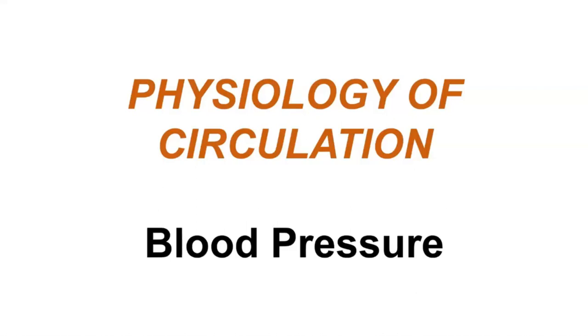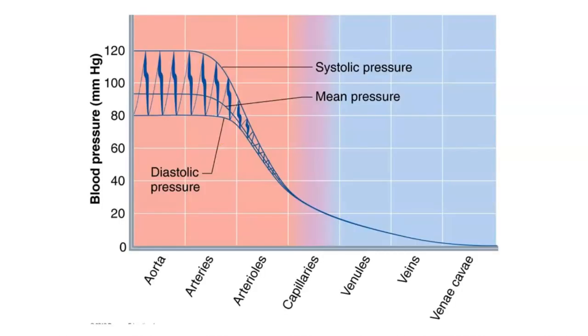Here we will examine the physiology of blood pressure. This diagram shows us blood pressure on the vertical axis in millimeters of mercury, and the different types of blood vessels on the horizontal axis. As we can see from the graph, blood pressure is highest in the arteries, particularly in the aorta, and from there it begins to drop off as it moves further from the heart.